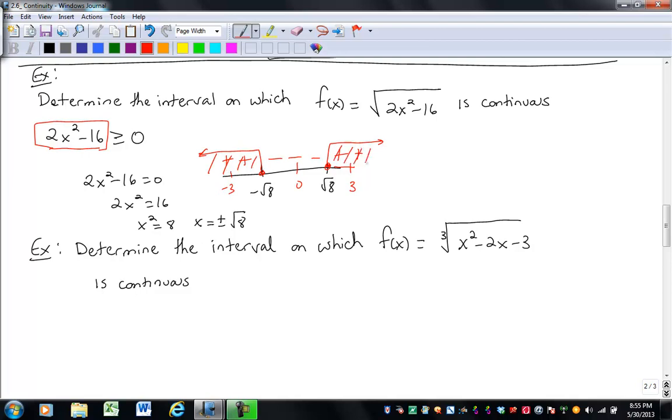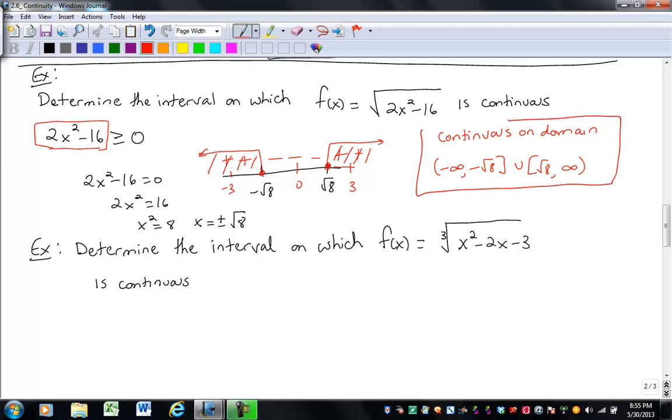So that's the only place it can be continuous, the places where it's greater than or equal to 0. So it's continuous on its domain, because that's the only place you get a picture. And to find the domain, you figure out where you get numbers greater than or equal to 0 for the stuff underneath the square root. So this would be negative infinity to negative root 8, union square root of 8 to infinity. And so there's the interval of continuity. It's really just the domain of the function.